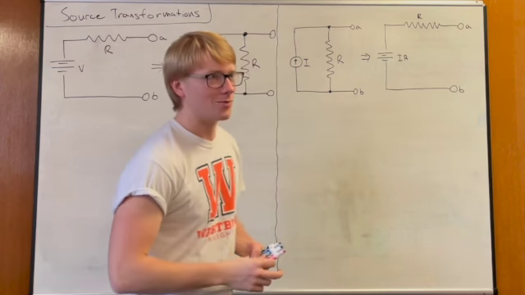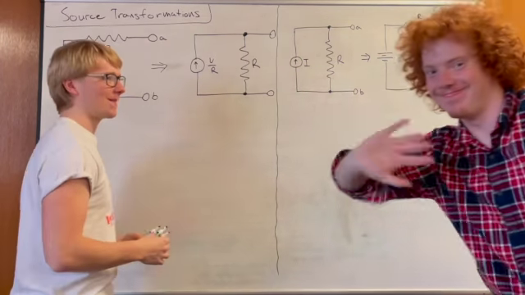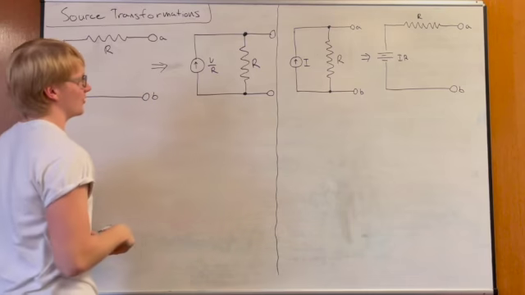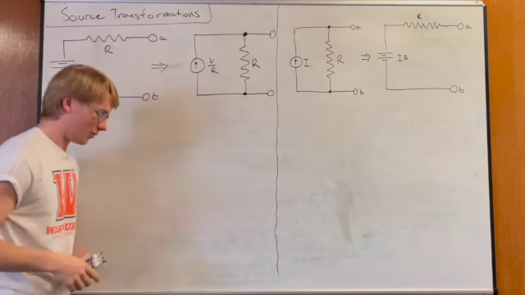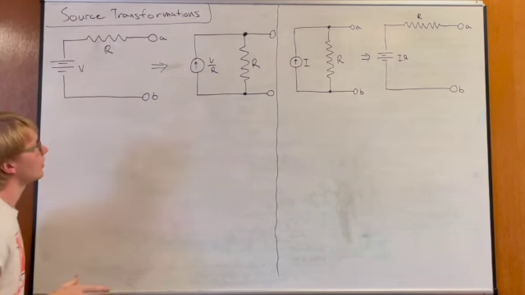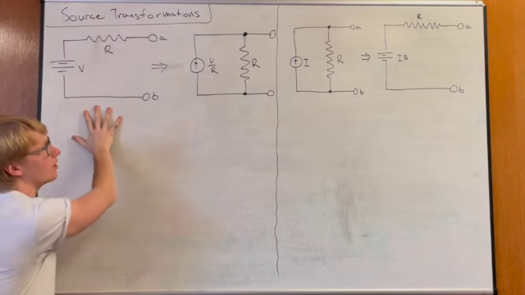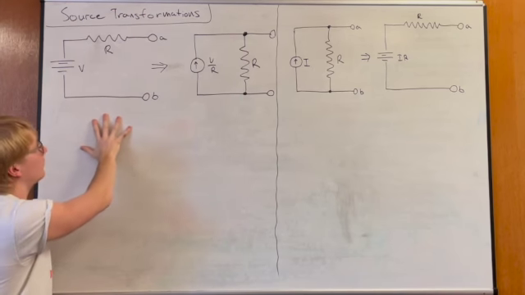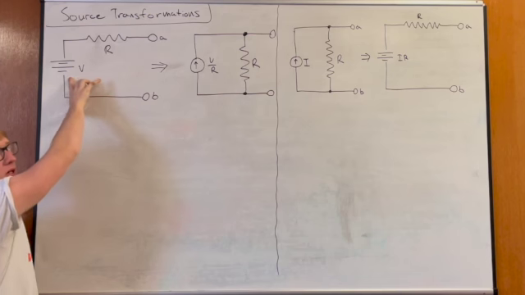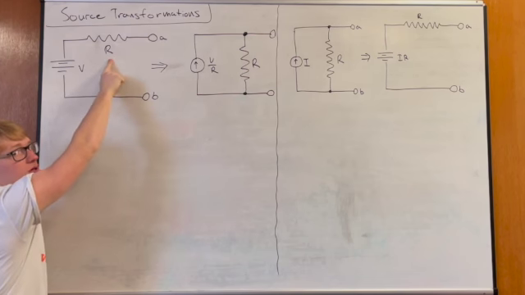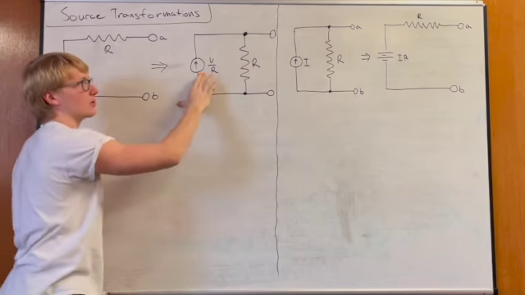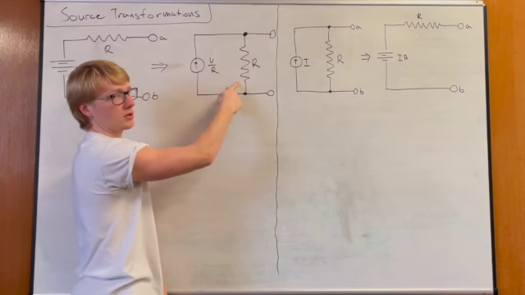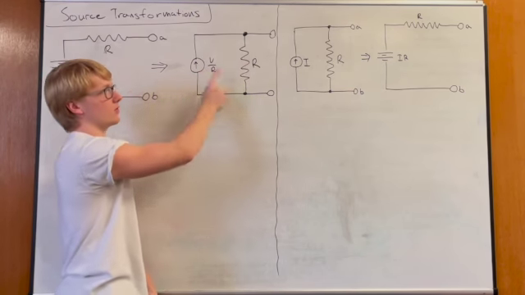Okay, so today I'm teaching Adam source transformations. Right, and so we're going to transform a simple circuit from a voltage source in series with a resistor to a current source in parallel with a resistor. All right, that's what this first half is.